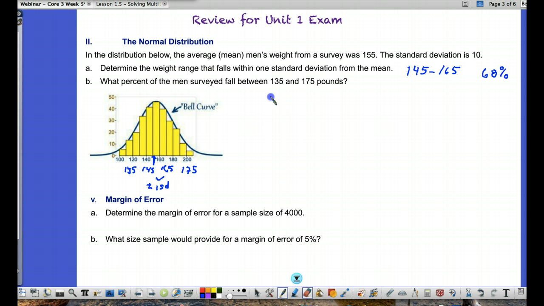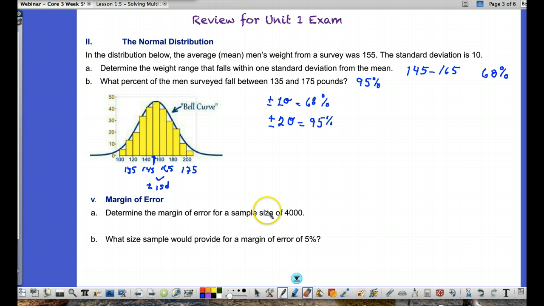So we know that plus and minus 1 standard deviation, I'm going to write the standard deviation like that, is equal to 68% of all the data. Okay, but I also know, and I can look on my chart, plus and minus 2 standard deviations is actually equal to 95% of all the data. So if this range is exactly 2 standard deviations from the mean, 2 to the right, 2 to the left, then I know that 95% of the men surveyed are going to fall within that range.